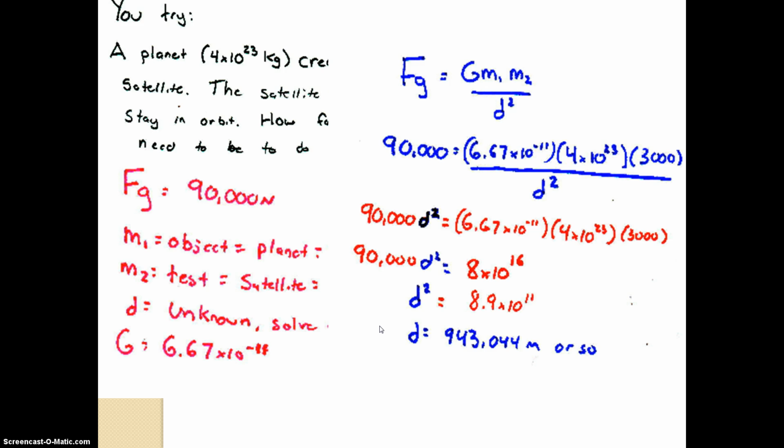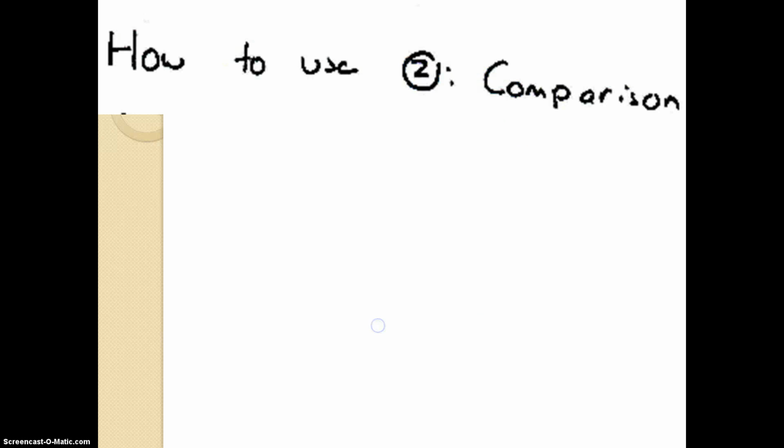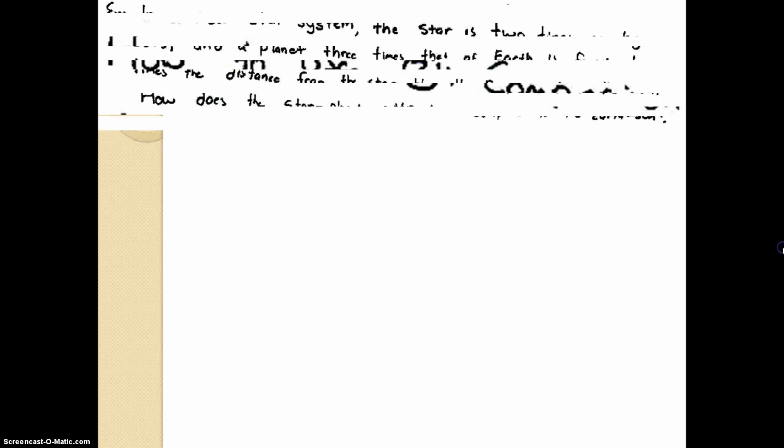It's now time for the second and final way we use gravitation in mathematics. And that's the idea of comparison. So far we have calculated how much attractive force there is. Now we're going to calculate how the attractive force compares to another situation.